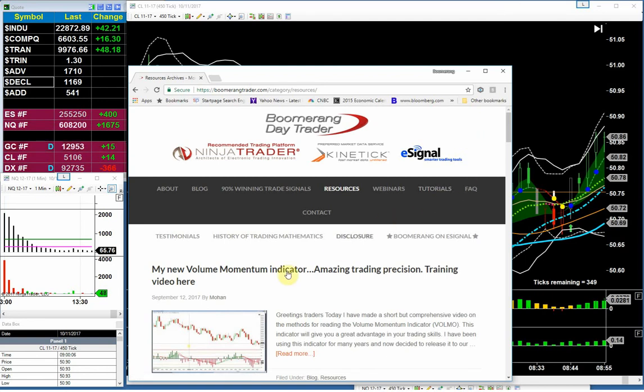And one of them is my new development of the volume momentum indicator. I don't want to talk too much about it. I want to show it to you, but I have spent 20 years plus looking for a really good volume indicator that you could use during the day to set up trades and give you indications what to do. This is a volume indicator here, for example.